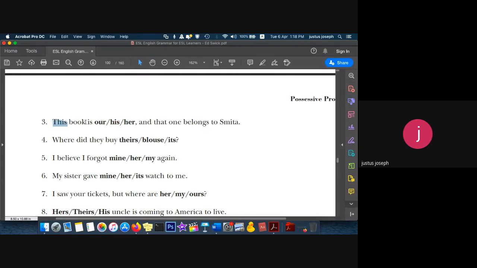Will I say this book is our? I cannot say that also. I will rather say this book is ours. Right? If we are a group of people, we will say this book is ours with an S. We will not say this book is our. So the only thing that makes sense here is his. This book is his, and that one belongs to Smita.